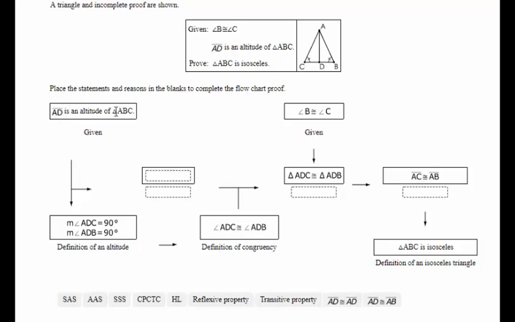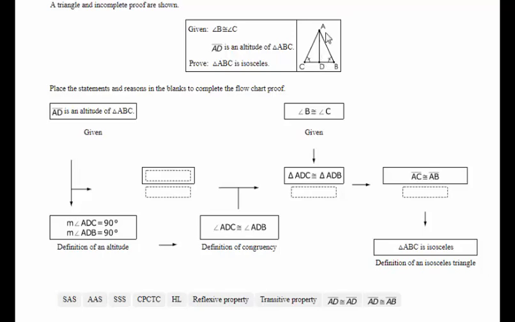AD is an altitude of triangle ABC. That's just the given information. So we know that this is an altitude. If it is an altitude, we do know that the measure of angle ADC would be 90 degrees and angle ADB is 90 degrees as well. When it's an altitude, it creates 90 degrees here around D.